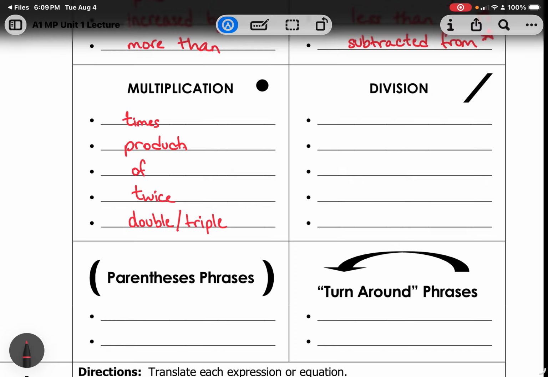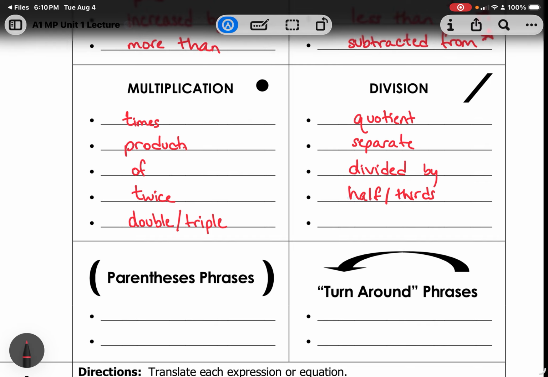Division, good news, there's not quite as many. The answer to a division problem is the quotient. So we've got that one. We might also see something about separating. So if we have to separate something into certain groups or quantities, that would be division. Of course, divided by, that would be obvious. And we might see something like split in half or in thirds or something like that. That would indicate a fraction, and that would be division. So those are our big 4.